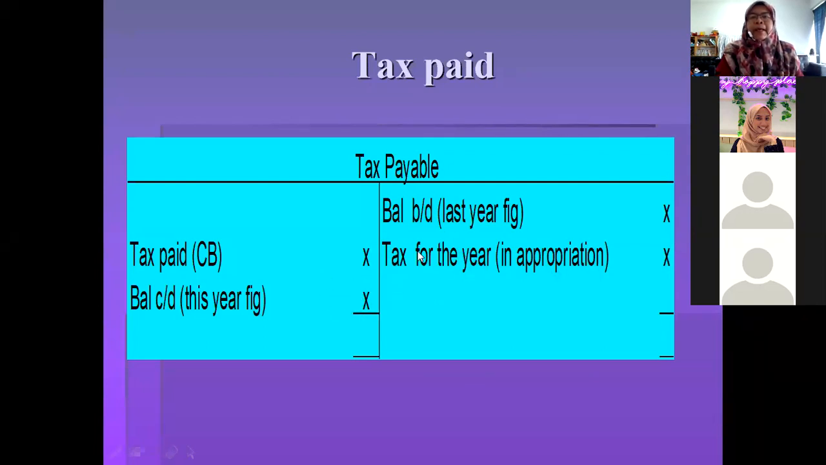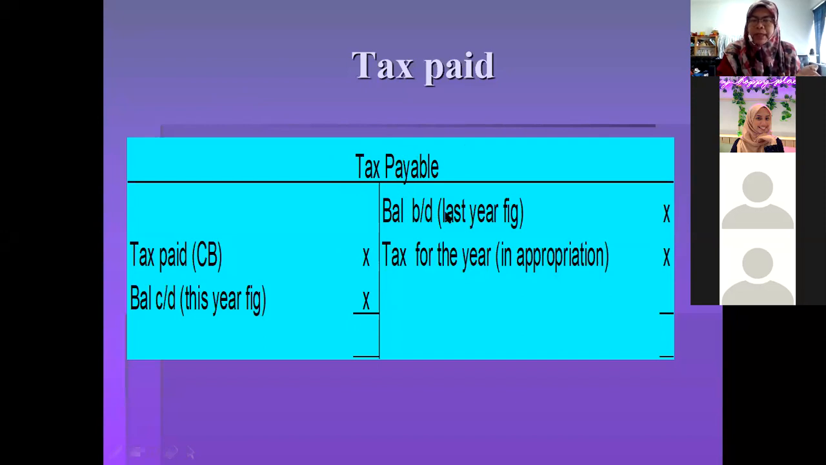Okay. And then tax for the year dalam SOPL again. Okay. And then the missing figure is the tax amount that you pay. So this is actually the tax expense account, tau. So that's what accrued last year, we transfer here.